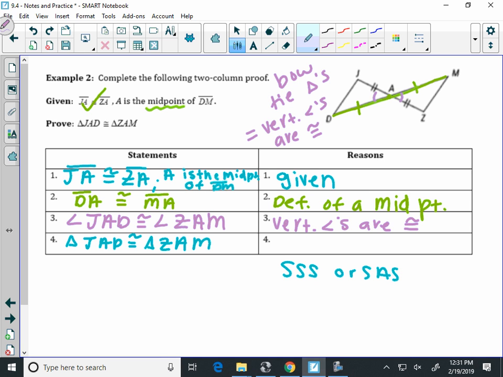This is why it's super important to mark your diagram. That's telling you which of these shortcuts you use. How did we mark our triangles? Did we mark 3 sides congruent? Or 2 sides with an angle in between? 2 sides with an angle in between. So as our reason why these triangles are congruent, we are going to say side angle side. We have a side, then an angle, then a side. Side, angle, side.